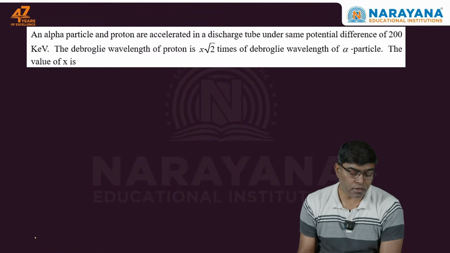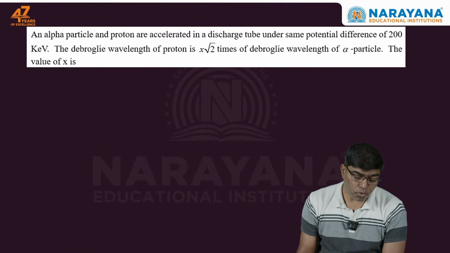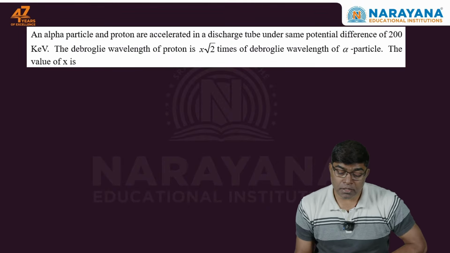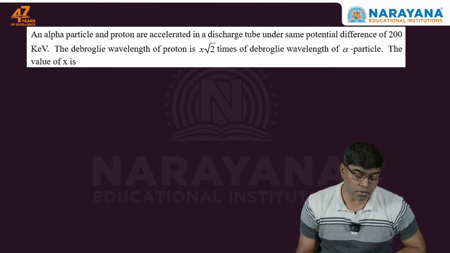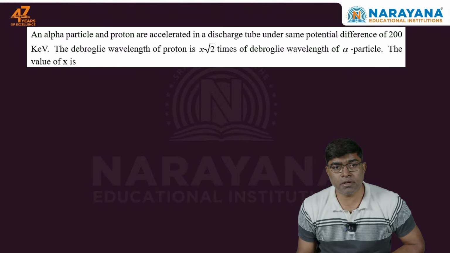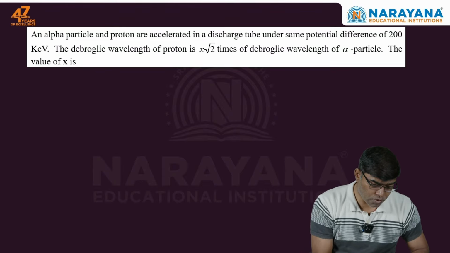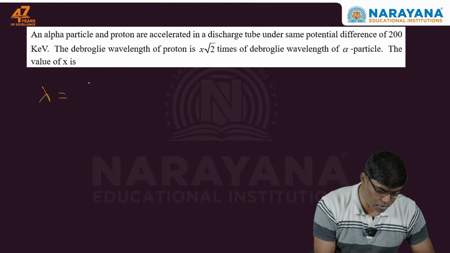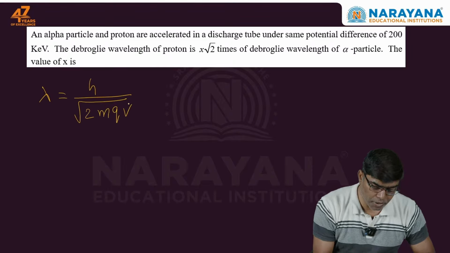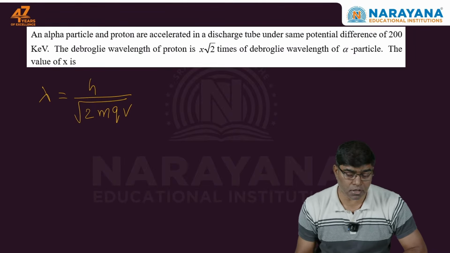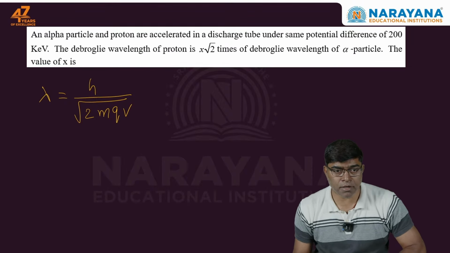Next one: the alpha particle and proton are accelerated in a discharge tube under the same potential difference. Okay, this is from atomic structure, and here the question is relating the de Broglie wavelength with potential difference. So straight away we'll start with the formula: lambda is equal to h upon root 2mqV, where V is potential difference, q is charge, m is mass, h is the constant, lambda is the wavelength.